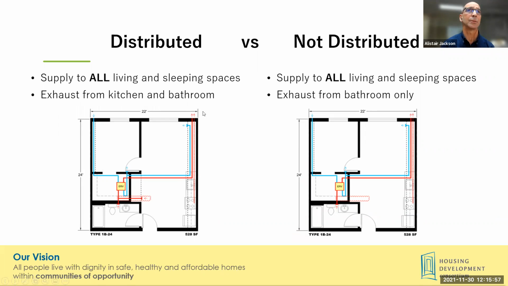So in both these systems, supply air is provided to all the living and sleeping spaces. There are some exceptions to that for the urban one type format, but in general, we're providing direct ducted outside air to all spaces. On the exhaust side, a distributed system exhausts from both the kitchen and the bathroom. In a not distributed system, the system is only exhausting from the bathroom and not from the kitchen. This is a fundamental difference.